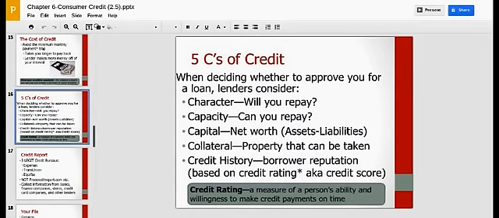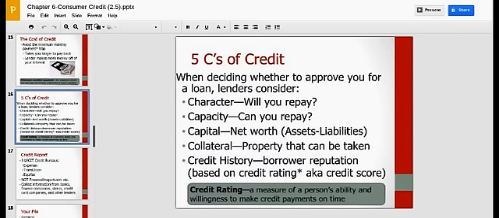The 5 C's of credit. Okay, when a lender is considering you for credit, they look at the 5 C's. First C is character. Will you repay? Are you trustworthy? Second, they look at capacity. Can you repay? They look at your income here. Can you actually repay the loan?